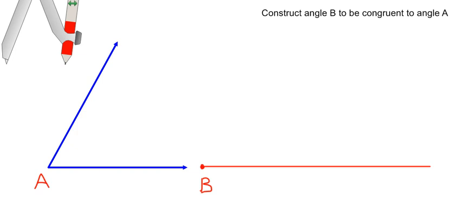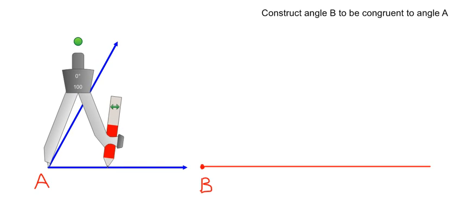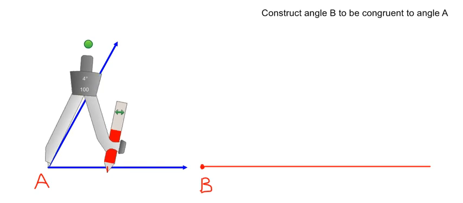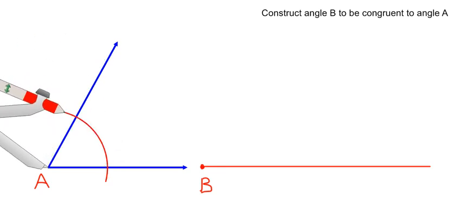Next thing I'd like you to do is take your compass and put it on the vertex of angle A. And what we're going to do is grab our compass, and I want you to make an arc that touches both sides of your angle.